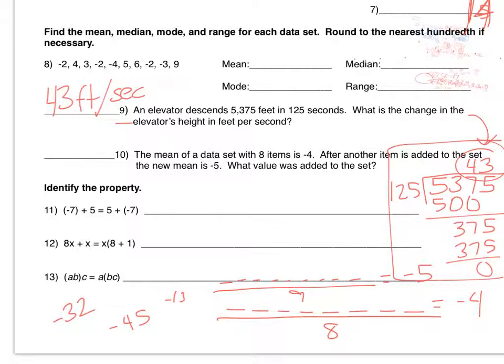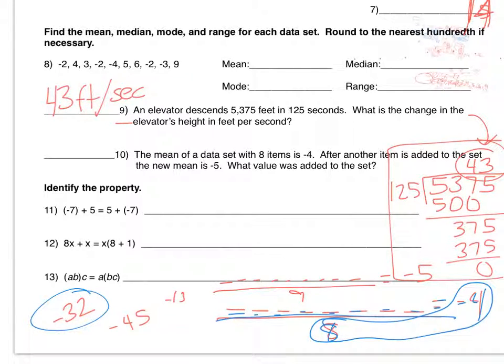For number 10, I think there's lots of different ways that you can do this with different problem-solving strategies. This is how I did it, and let's see if it makes sense to you or if you did it the same way. If we have 8 numbers, 1, 2, 3, 4, 5, 6, 7, 8, that when we add them up and divide by 8 numbers, that the mean is -4, we can undo this part right here by saying that those had to add up to -32.